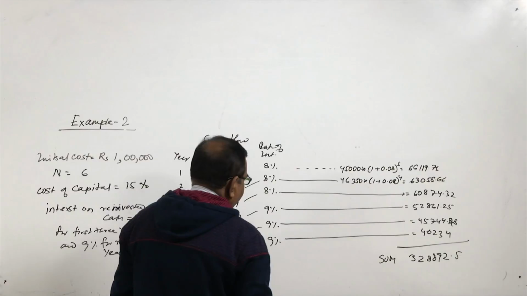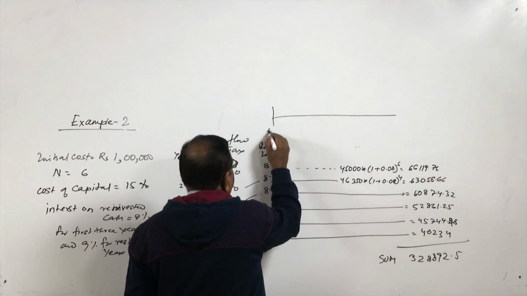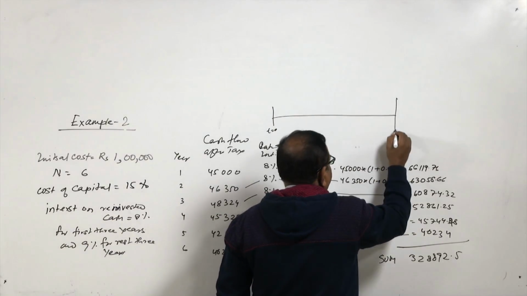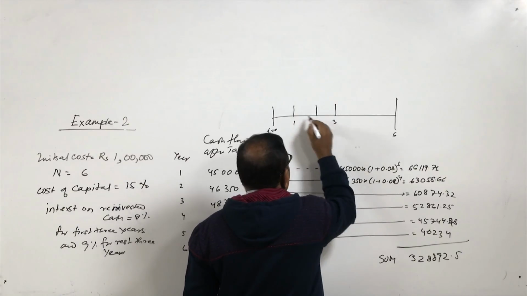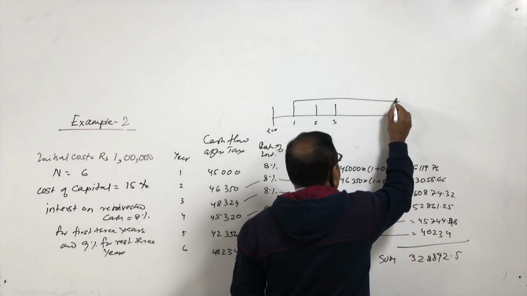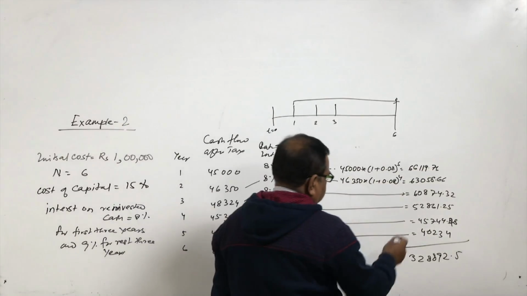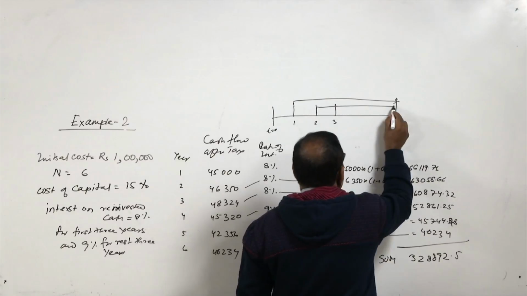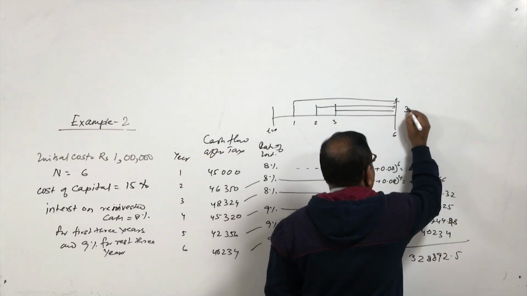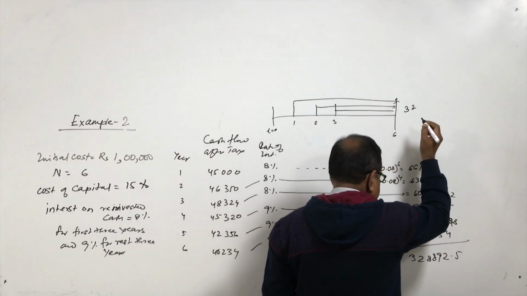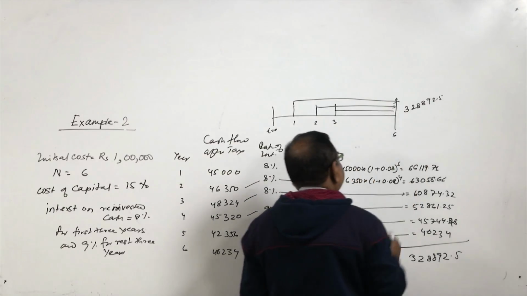So, in terms of time value, this is t equal to 0 and this is at 6 years. All these values are invested up to 6 years. So, when I add them up, this addition gives you 3,28,892.5, this value.